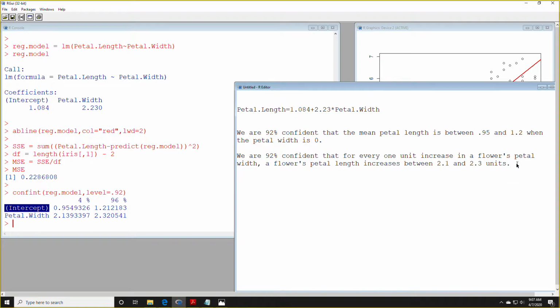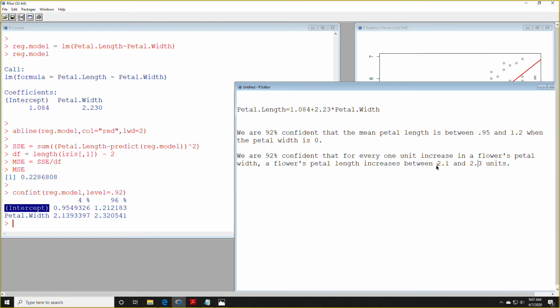So from this confidence interval, one thing that this confidence interval can do is answer the question: is petal width related to petal length? Okay, or do we have statistical evidence that the petal width of a flower is related to the petal length of a flower? And we do, okay, because the confidence interval is completely positive, it doesn't include 0, we have evidence that there is a positive relationship.